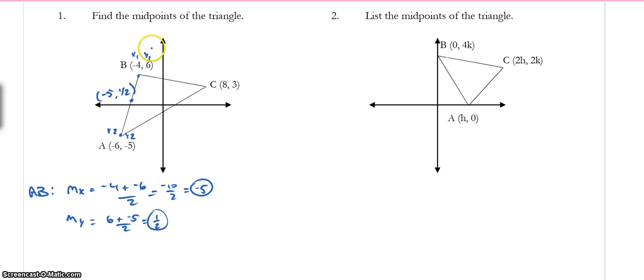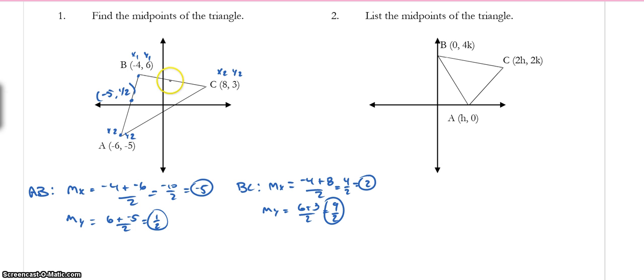Alright, and that kind of makes sense in context of my x and y axis. Negative 5 is this way, 1/2 is up a little. Now let's do BC. So segment BC, we're finding the midpoint. I'm going to keep my x1, y1 there and change this to x2, y2. So the midpoint of my x would be negative 4 plus 8 over 2, which gives me 2. And the midpoint of my y would be 6 plus 3 over 2, which gives me 9 over 2, or 9/2. We can just leave it like that. 2 comma 9/2, which is 4.5.